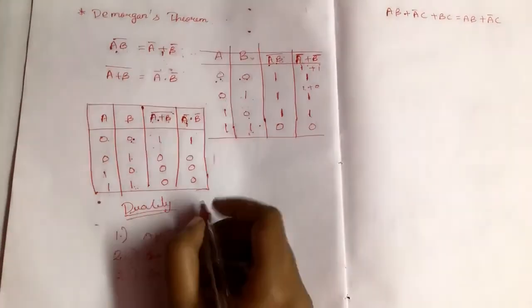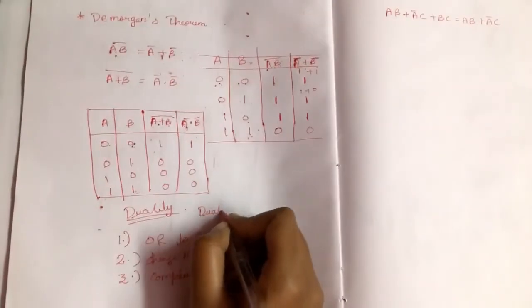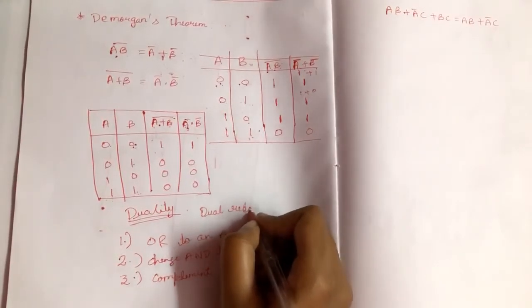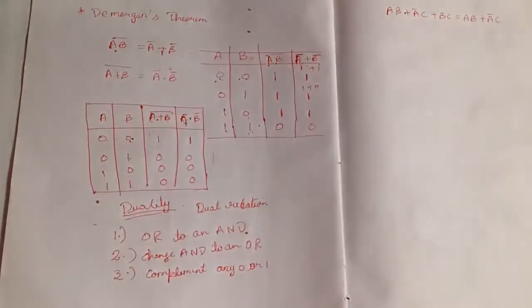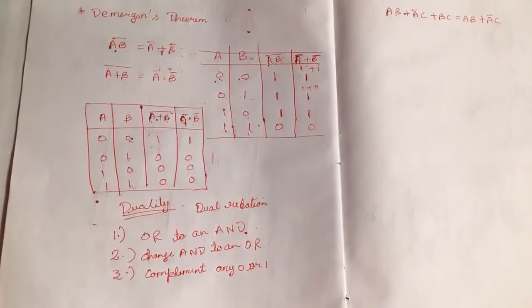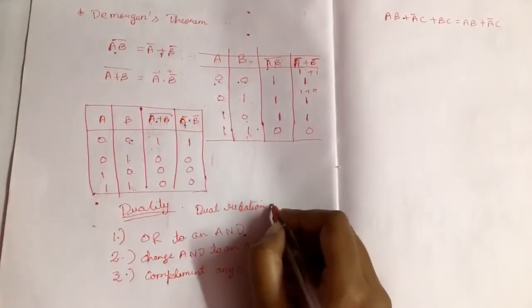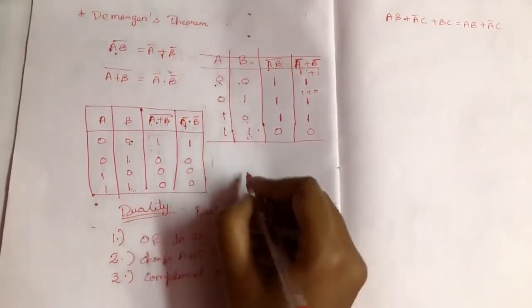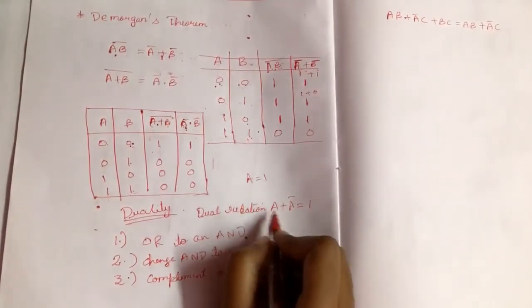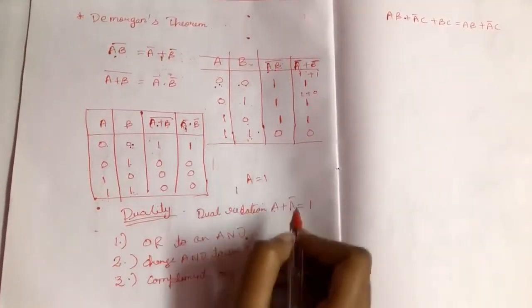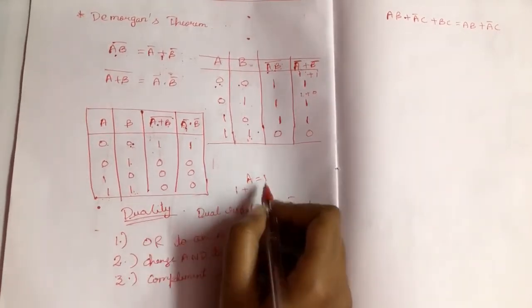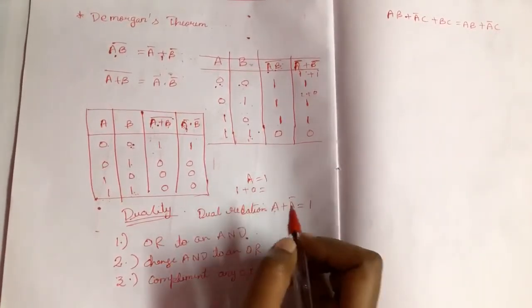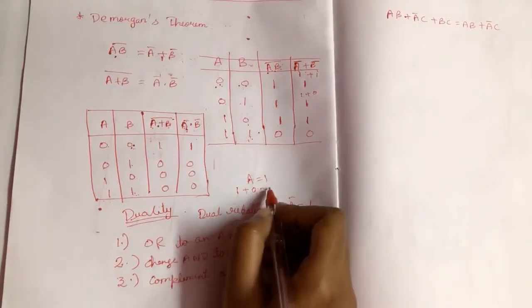So for example, for dual relations, we have one condition like A plus A bar is equal to 1. How we get this condition, we will see. Suppose I take A equal to 1. A bar, you know, is the complement of that, 0. So A complement is 0, and 1 plus 1 gives 1. So that is what this condition says.